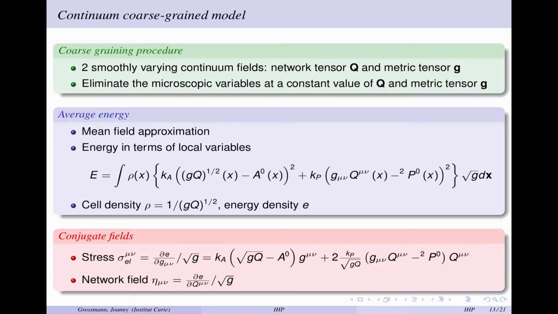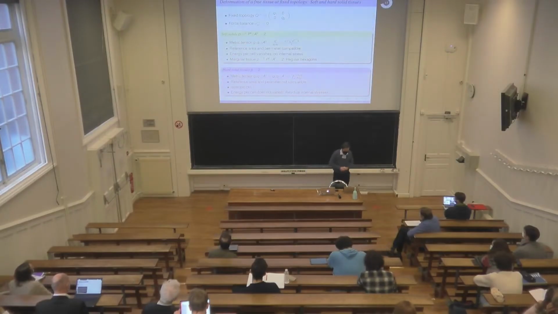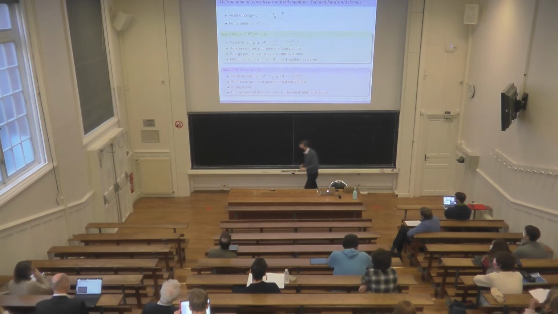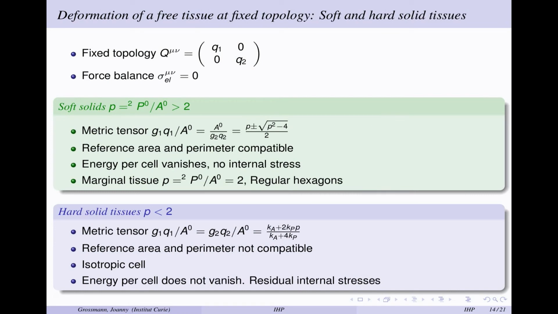Now the real, I will give you a simple example. Suppose I fix the topology. I do an experiment which is fast enough that there is no topological change. So Q is fixed, and I want to see how the metric adjusts. I assume my tissue is not at equilibrium, and it will relax to some mechanical equilibrium.